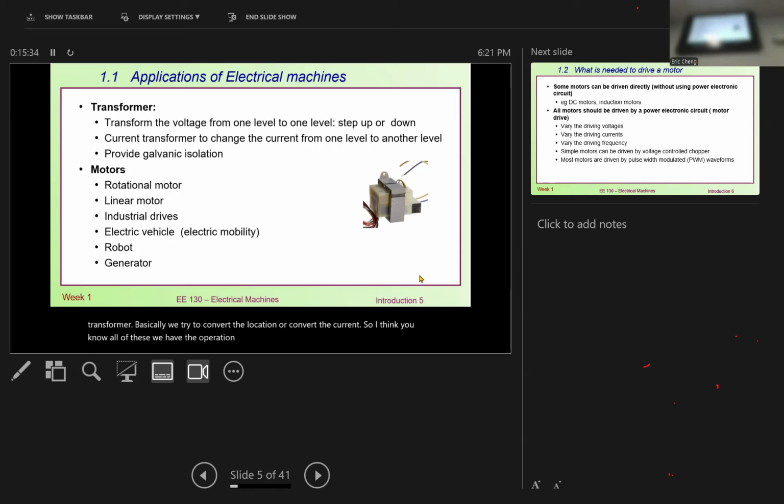Another application will be the isolation, magnetic isolation. We call it galvanic isolation. Then we try to isolate the electrical connection for safety application. That means with a wire, they are electrically connected, but with a transformer, the input and output are isolated by a magnetic barrier.